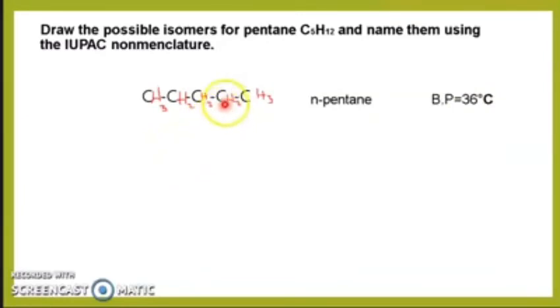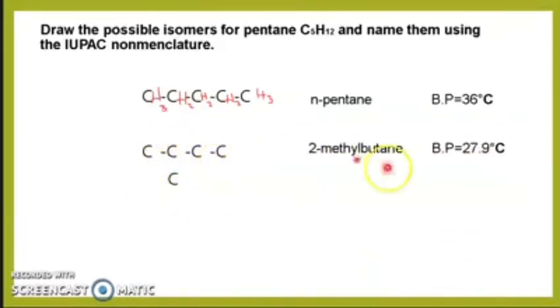Now the second possibility is to have a branch. In order to draw a branch, never choose the carbons that are at the extremities. Always try to take one from the middle, and we can connect it to the second carbon, and then we fill it with hydrogen. This is the 2-methylbutane. Now you can see the boiling point decreases.